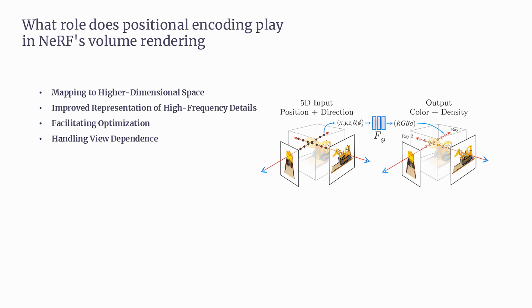In summary, positional encoding is a crucial component of NeRF's volume rendering process. It allows the model to represent high-frequency details, optimize the training process for faster convergence, and effectively handle view-dependent effects. By transforming input coordinates into a higher dimensional space, positional encoding significantly improves the quality and realism of synthesized images, especially for complex 3D scenes.